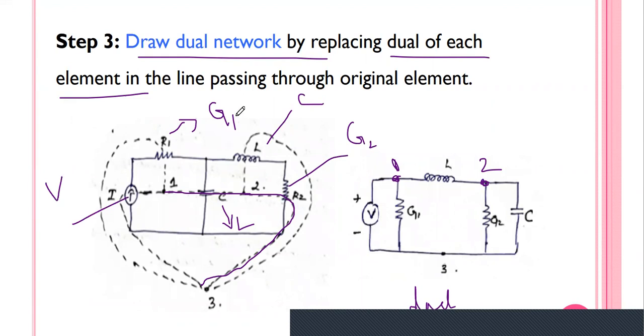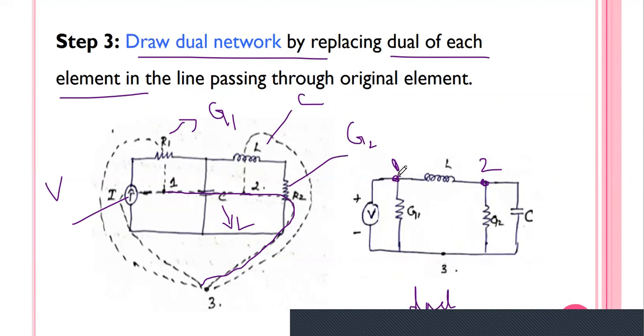The resistance R1 is replaced by G1. Capacitor is replaced by inductance. Inductance is replaced by capacitor. Resistance R2 is replaced by G2. So the next step, we have to draw the dual network.